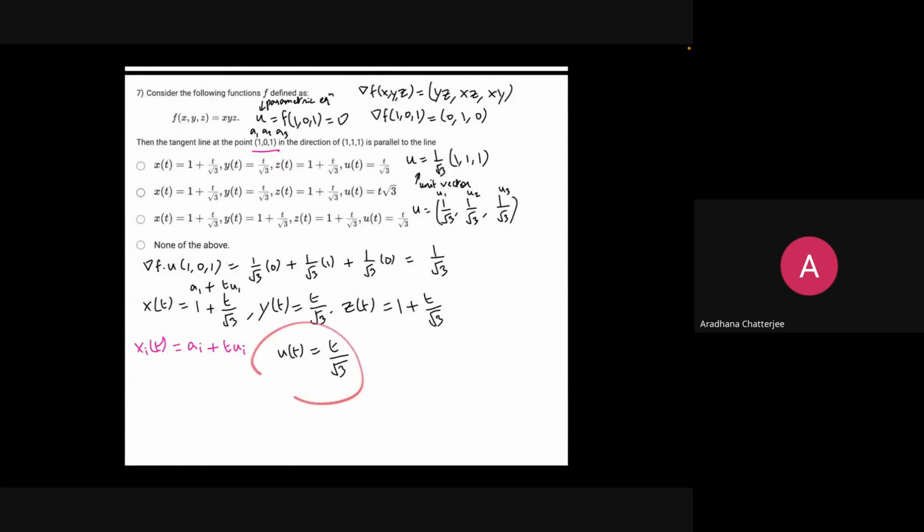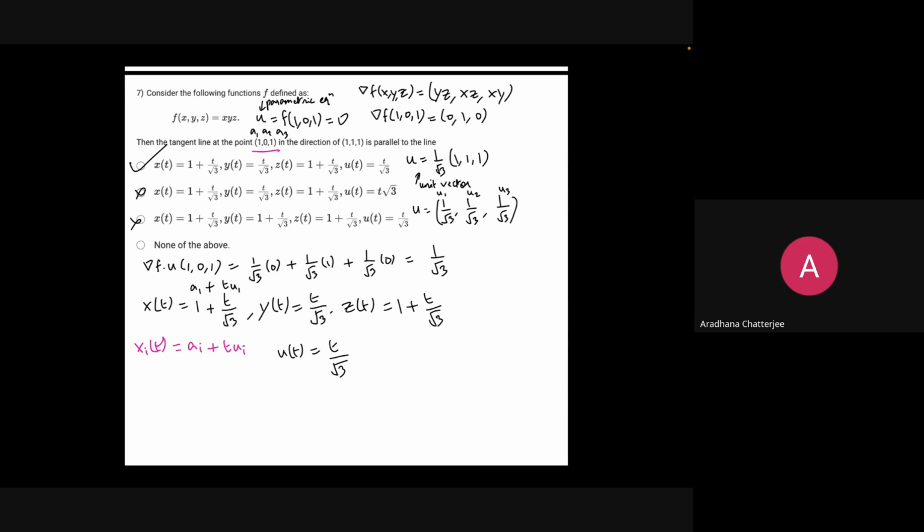Okay. So based on this, we can see which one is the answer. No, it's not the last one. Okay. It's not. Yeah. So the first one has to be the answer because it just matches.